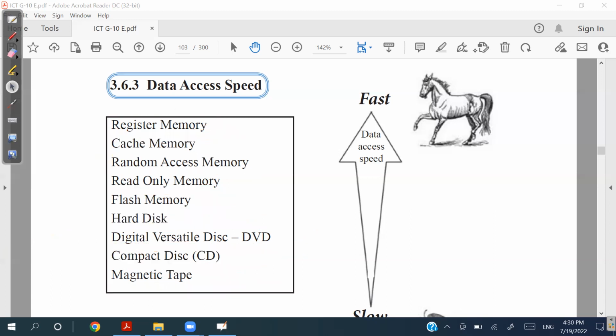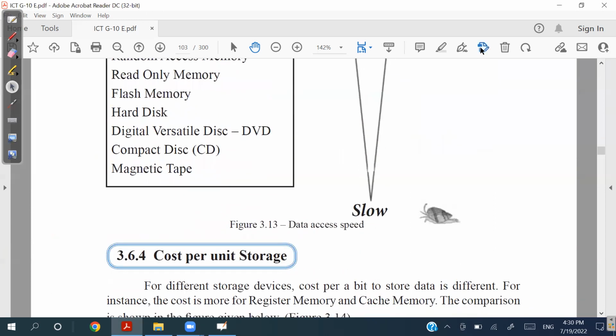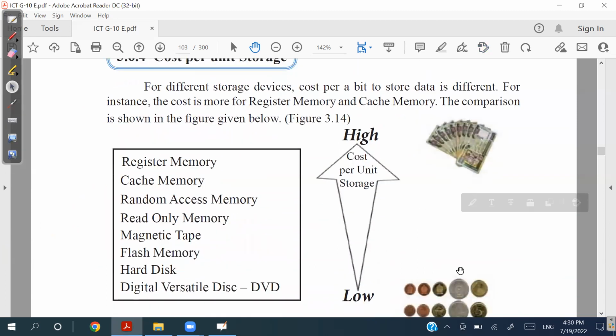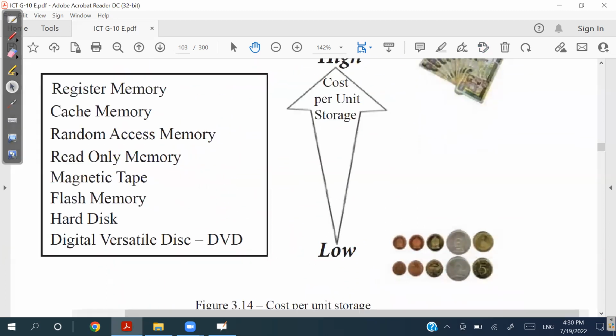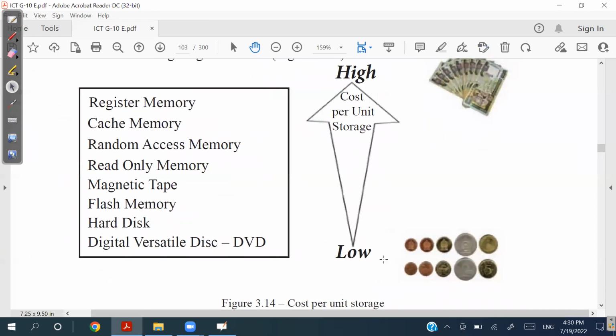Right, and the final comparison is about the cost per unit storage. So when it comes to the costs, registry memory is inside the CPU. So you can't buy registry memory separately from the market. If you want to buy registry memory, you have to buy a CPU. The same goes with the cache memory.